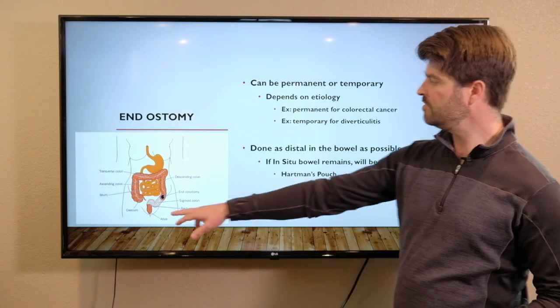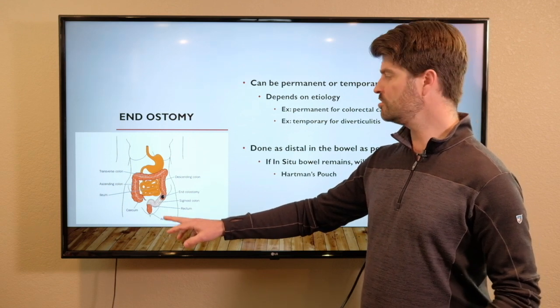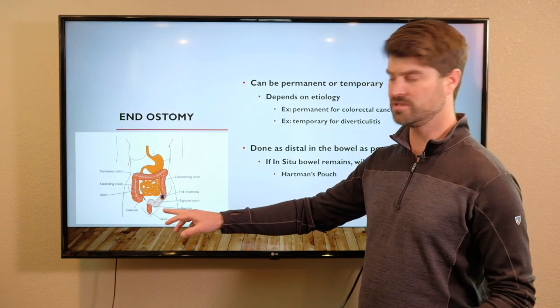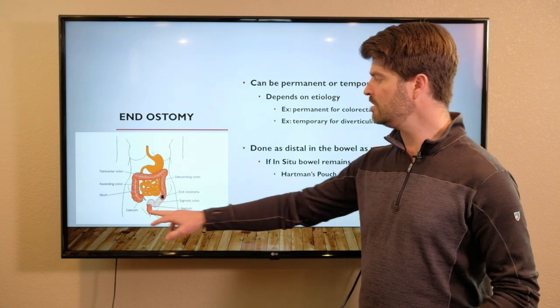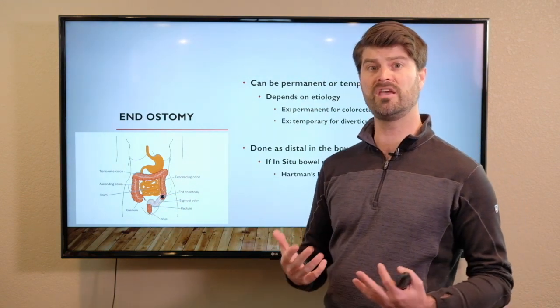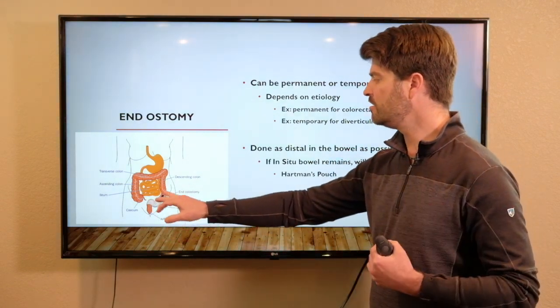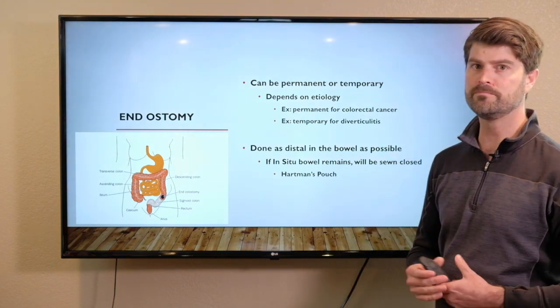The idea here for leaving part of their bowel in place is that at a future date, the surgeon could re-anastomose or re-sew that end ostomy back to that remaining bowel, and the person could then defecate normally. If that's not possible, then this will be a permanent ostomy.